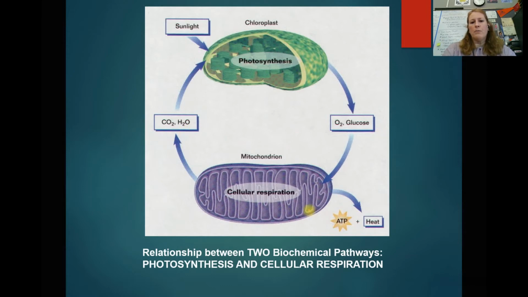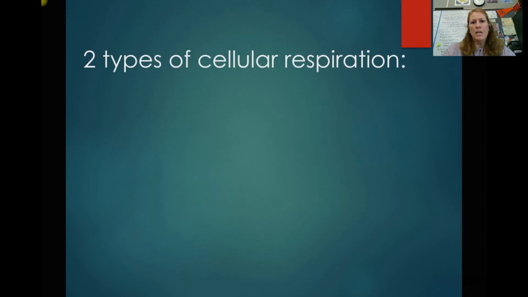And we can also see that when it goes through cellular respiration, a couple of other things are given off: ATP, which is used to power all the cells and all the organelles, and also heat, which is given off into the environment. So we need to break down cellular respiration.